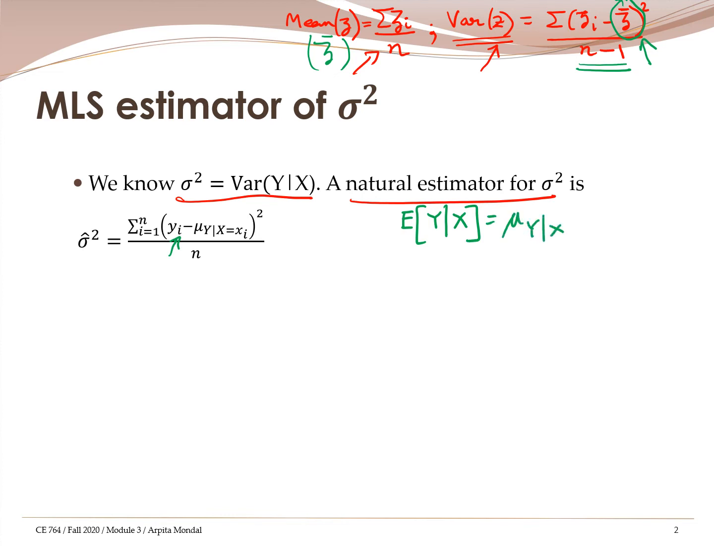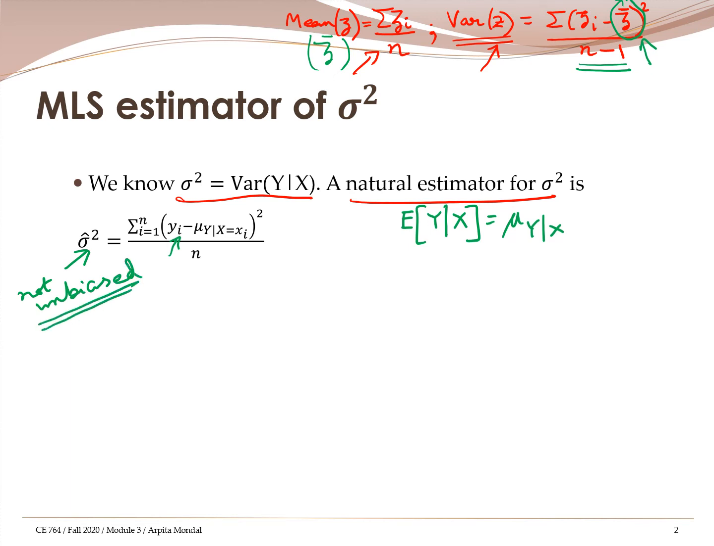And because I am indexing over i, I write mu y given x equal to xi, and I am summing this up over all the values. A natural estimator again would be to divide by n. However, this is not an unbiased estimator. So this is not unbiased.